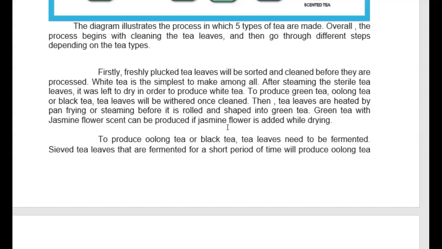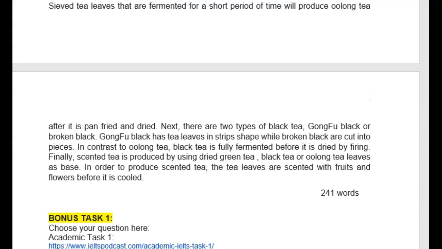Okay, sieved tea leaves that are fermented for a short period of time will produce oolong tea after it is pan-fried and dried. Next, there are 2 types of black tea, Gong Fu Black or Broken Black. Gong Fu Black has tea leaves in strips shape, while Broken Black are cut into pieces. All right, this is a little awkward. Gong Fu Black tea leaves are cut into strips.